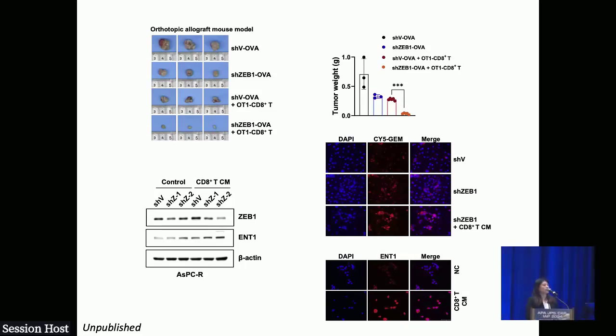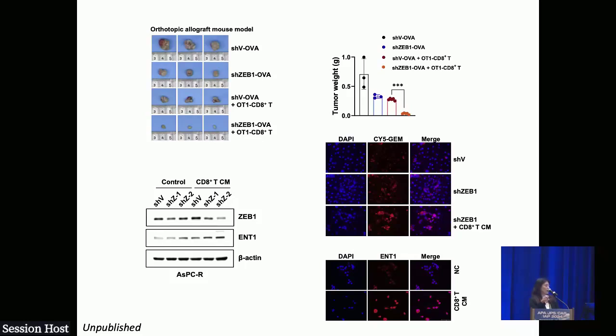And next, since gemcitabine needs to be transported into the cells through the transporter ENT1, we measured the ENT1 expression in the cancer cells with ZEB1 knockdown plus treatment with the CD8 T cell. We found that knocking down ZEB1 slightly increased the ENT1, but if we knock down ZEB1 plus treat with the conditioned medium from CD8 T cell, we found it significantly increased the expression of ENT1.